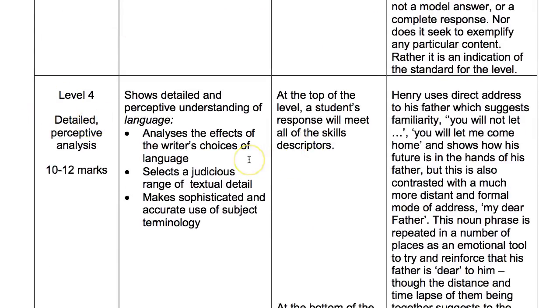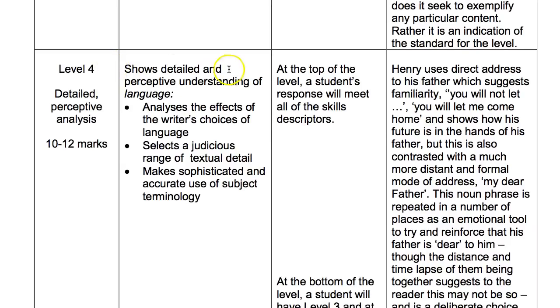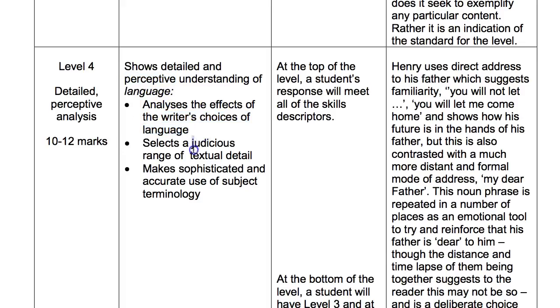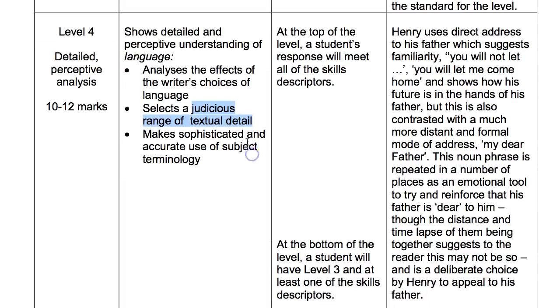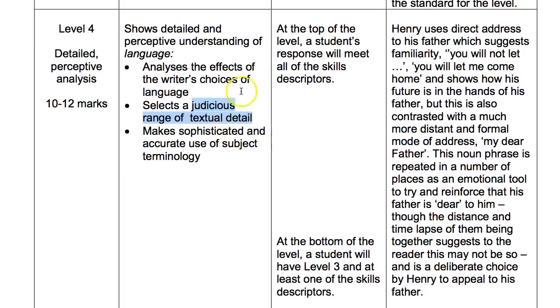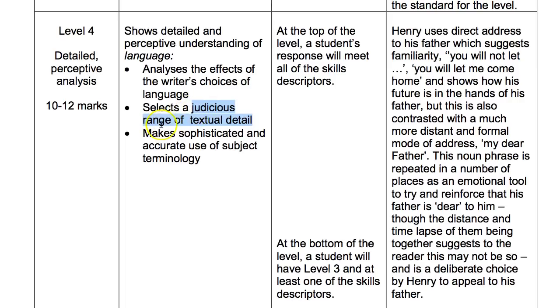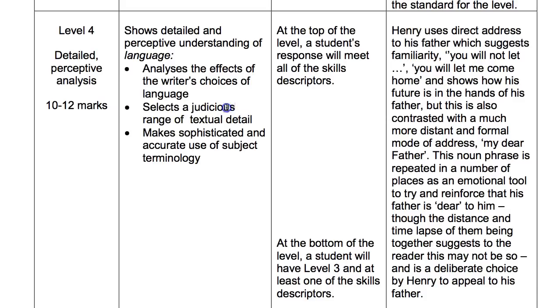The examiners also then give you the next column. Detailed, well, you're just going to write loads. Perceptive, we've covered that. You're looking at the writer's choices of language, well, you're quoting all the time. What on earth is a judicious range of textual detail? Well, textual detail means you quote. Judicious range is examiner speak for you've got a whole load of them, a range. How do I know they're judicious?